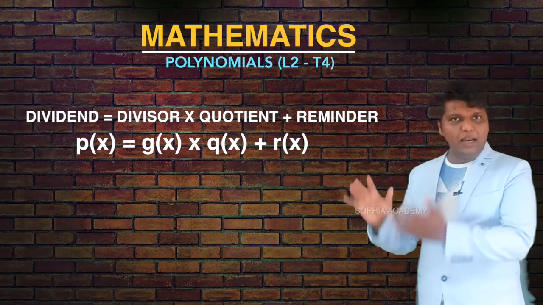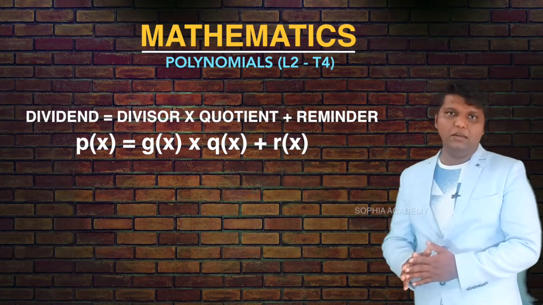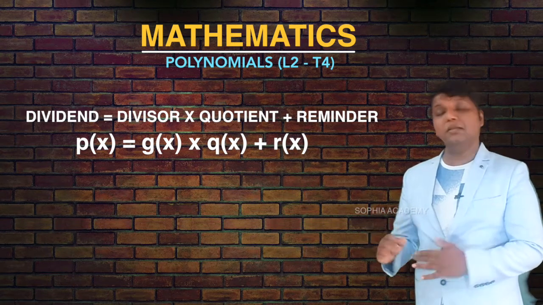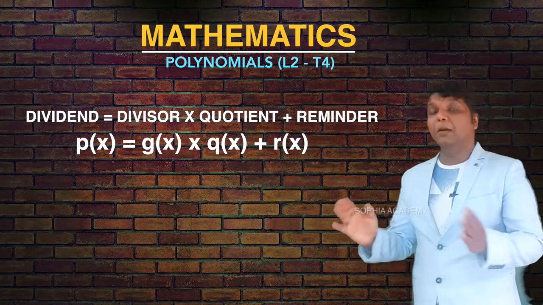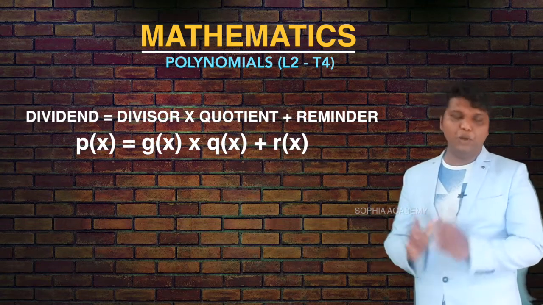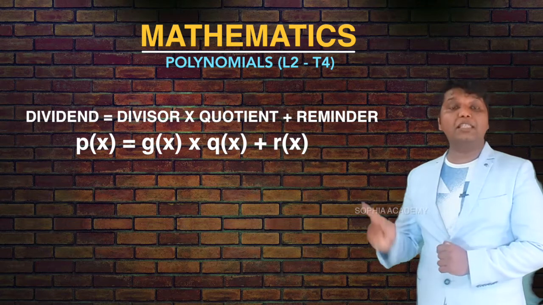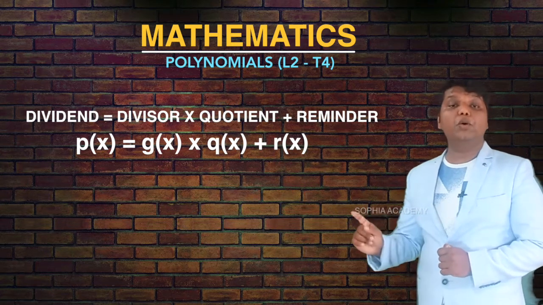Polynomial in x, because right now we are dealing with everything as polynomials. So here it is not simple numbers, everything is a polynomial. That's why we are considering p of x, g of x, r of x, q of x like that. So here you can write p of x is equal to g of x into q of x plus r of x.